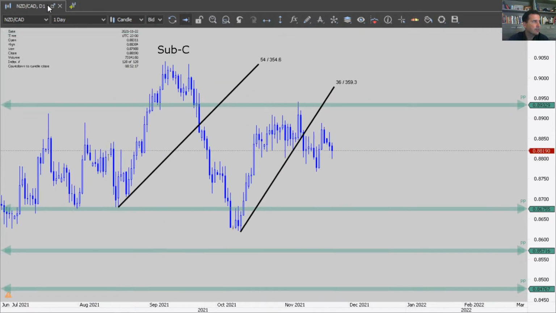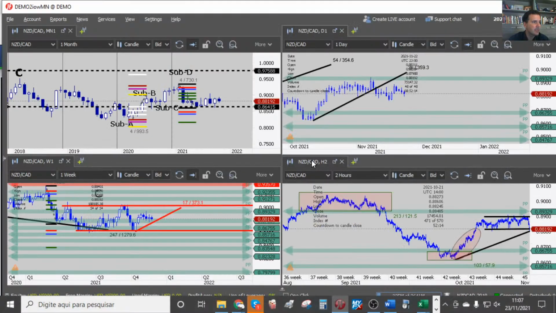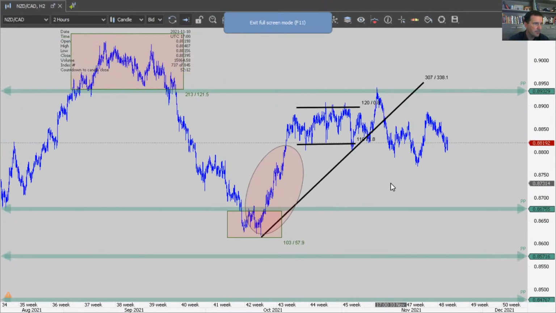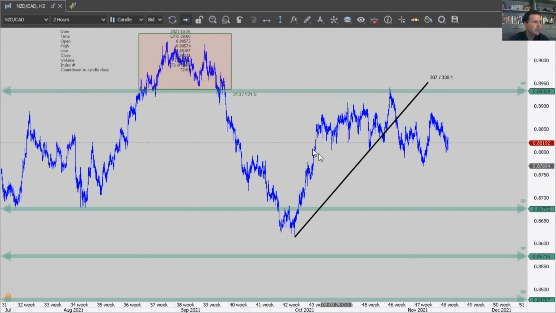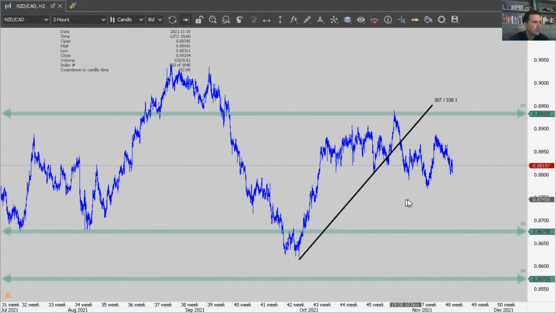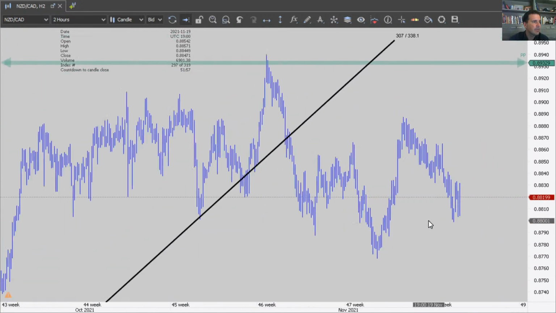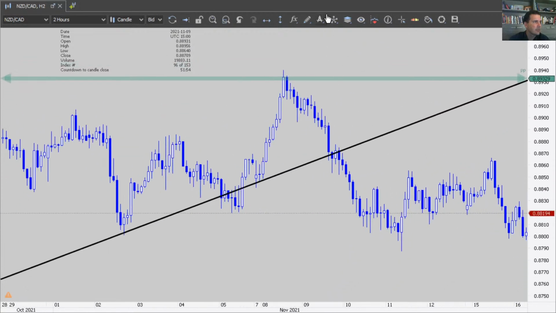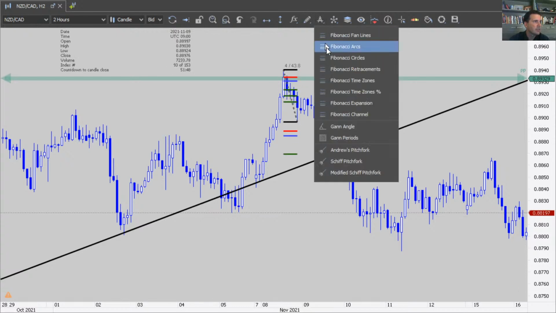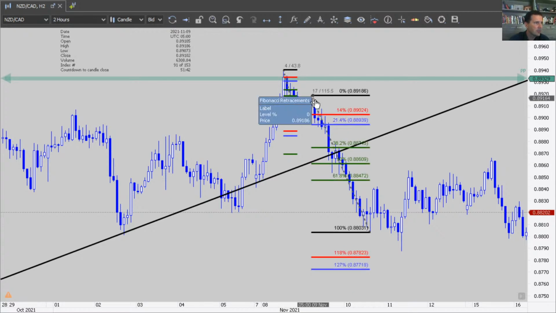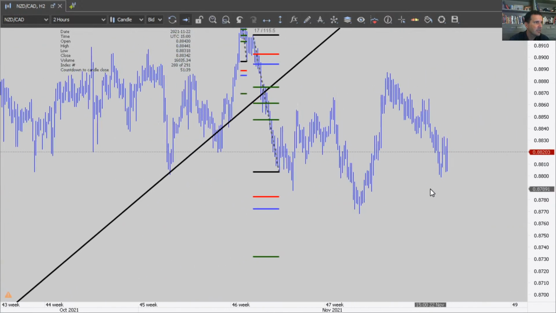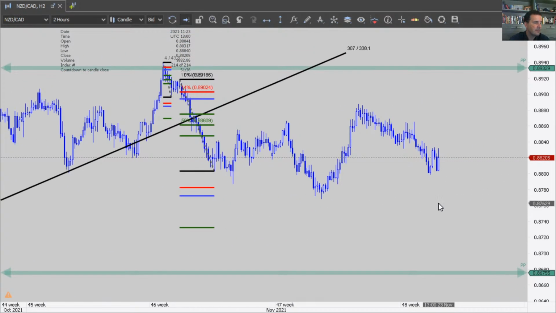So protect your positions, right? NZDCAD 2-hour chart. One more time, this was the uptrend line, and we are here. Talking about the Fibonacci, this is the 2-hour chart. We have one Fibonacci in here, using the Fibonacci retracement tool, and this is another Fibonacci in here, and we are here right now. Okay?